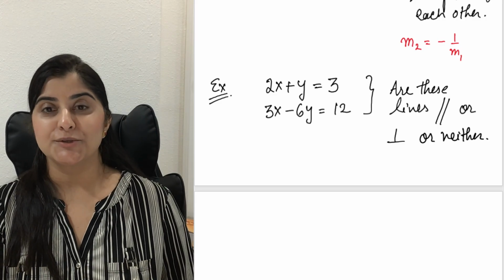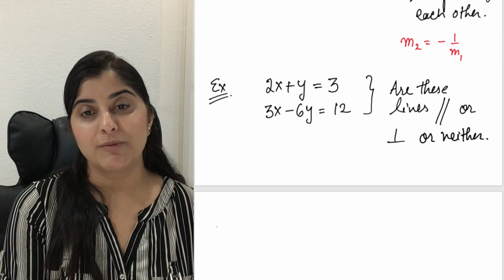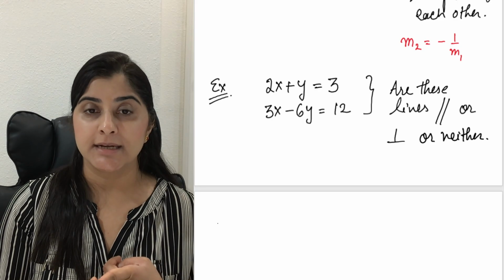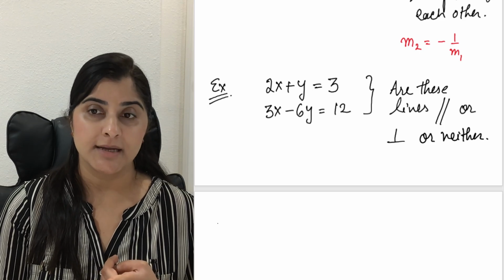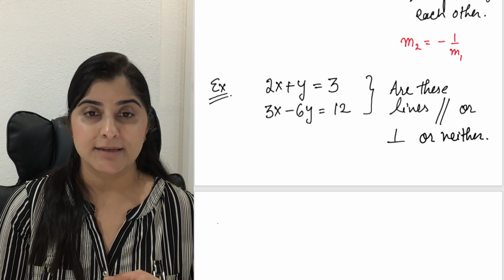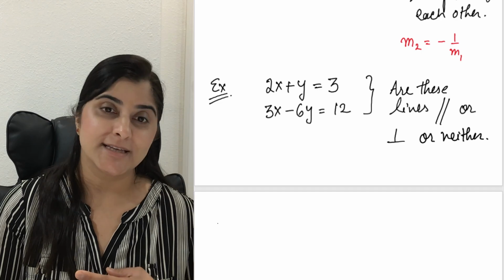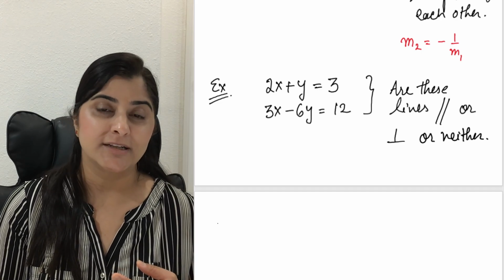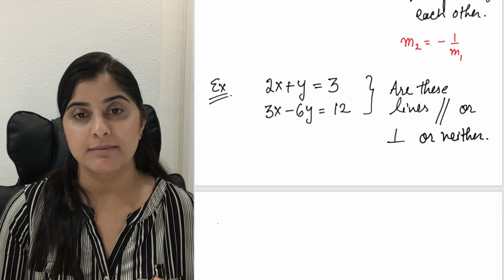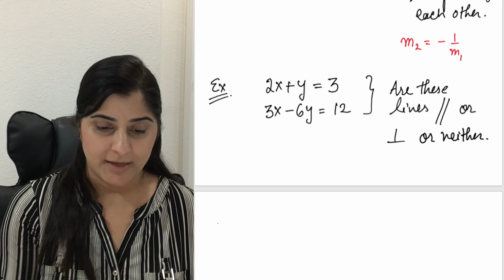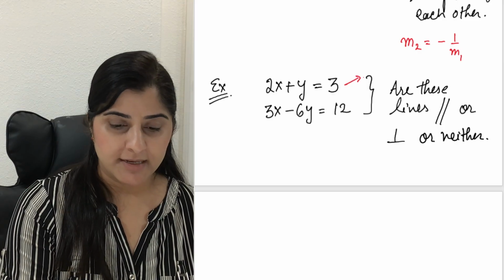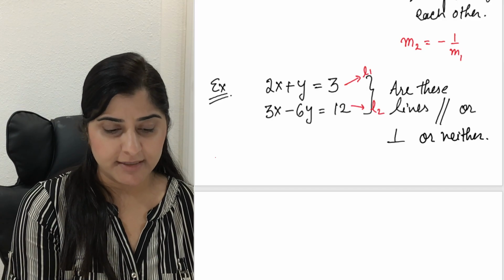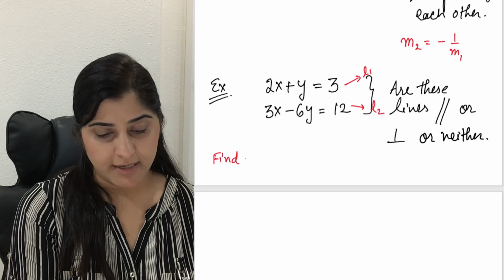So to answer this question, we have to see what the slope of these lines is. If both lines have the same slope, then we can declare that these lines are parallel lines. If the slopes of both lines are negative reciprocal of each other, we can say both are perpendicular lines. If none of these two conditions are satisfied, then we will say that these lines are neither parallel nor perpendicular. So let's call the first line L1 and the second line L2, and let's find the slope of L1 and L2.